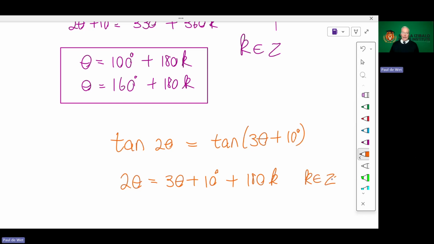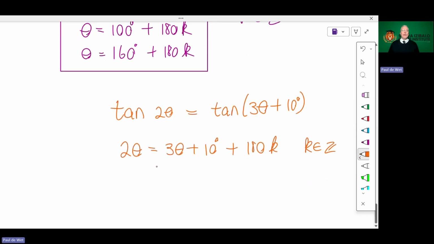All right, I do like, and I haven't done this yet, so I'll do it now, I do like to check one of my answers. So here we would get negative theta is 10 degrees plus 180k. All right, so theta would in fact be minus 10 minus 180k.